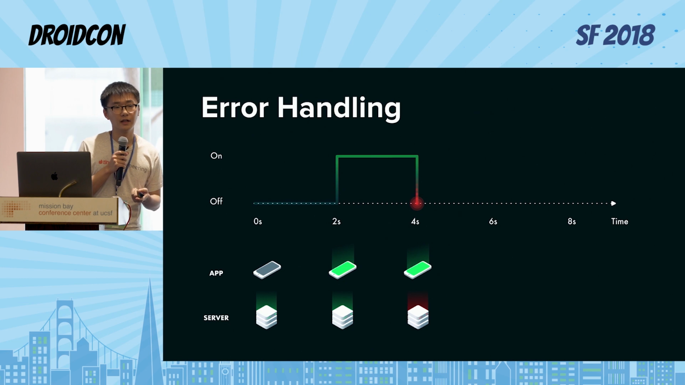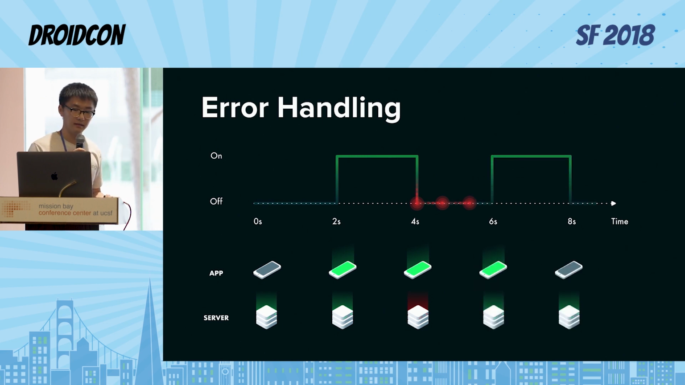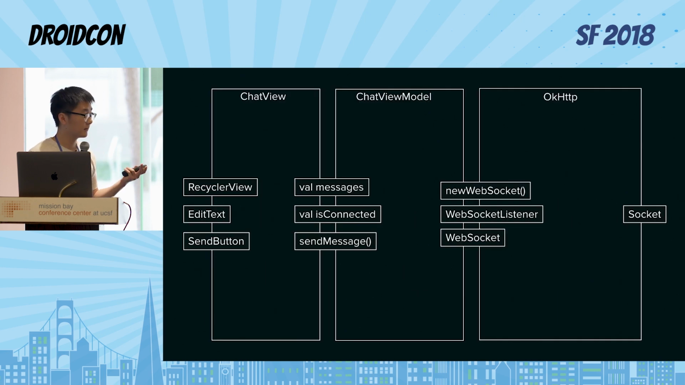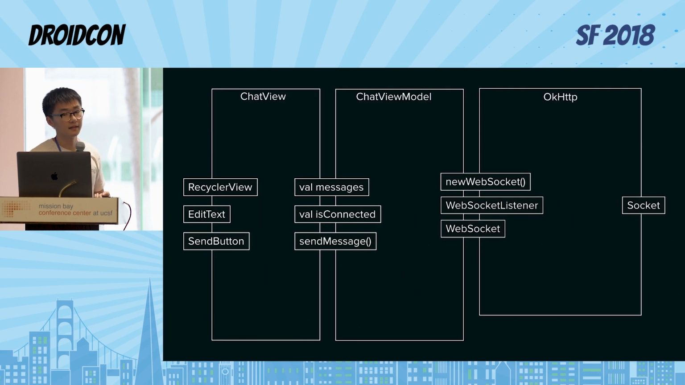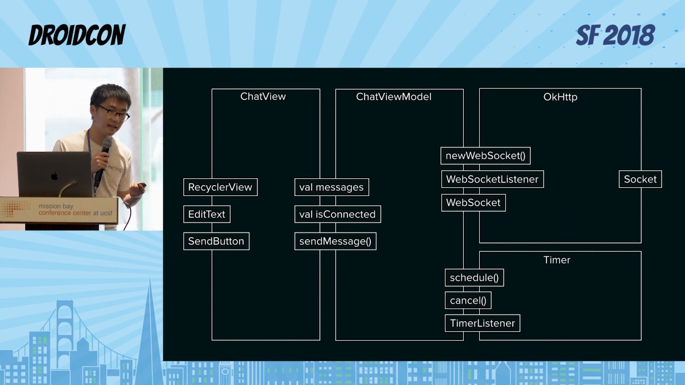However, the server crashes for the 4th second. What should we do? The client should, because the user is in the app, the client should retry the connection again and again until the server is back on. Right? In order to implement this retry logic, we need a timer. The timer has a simple API.